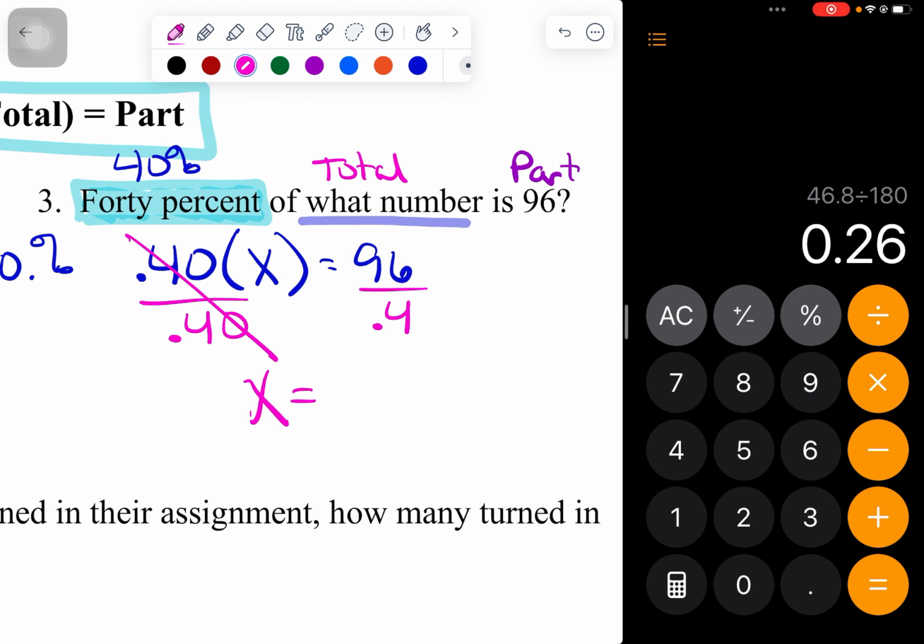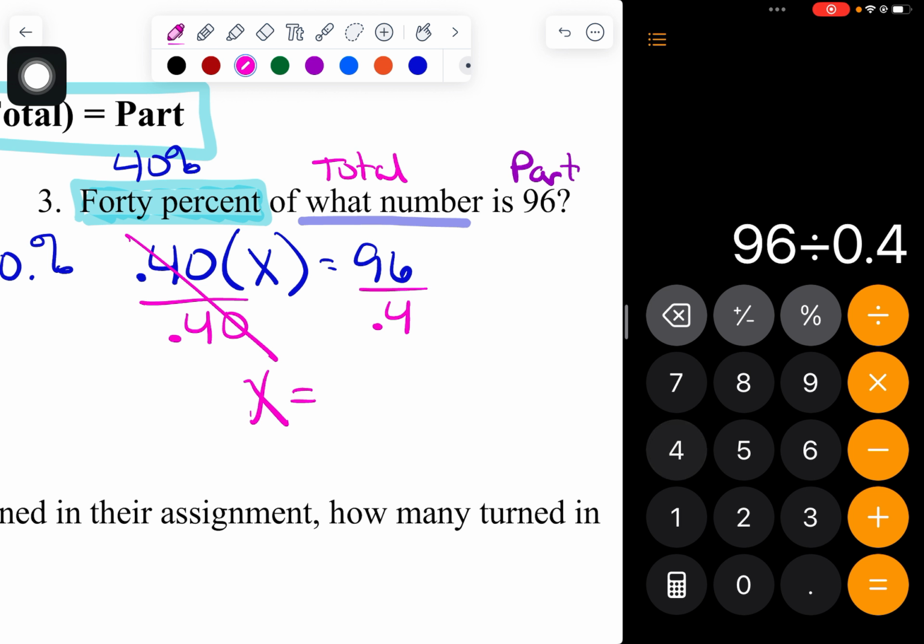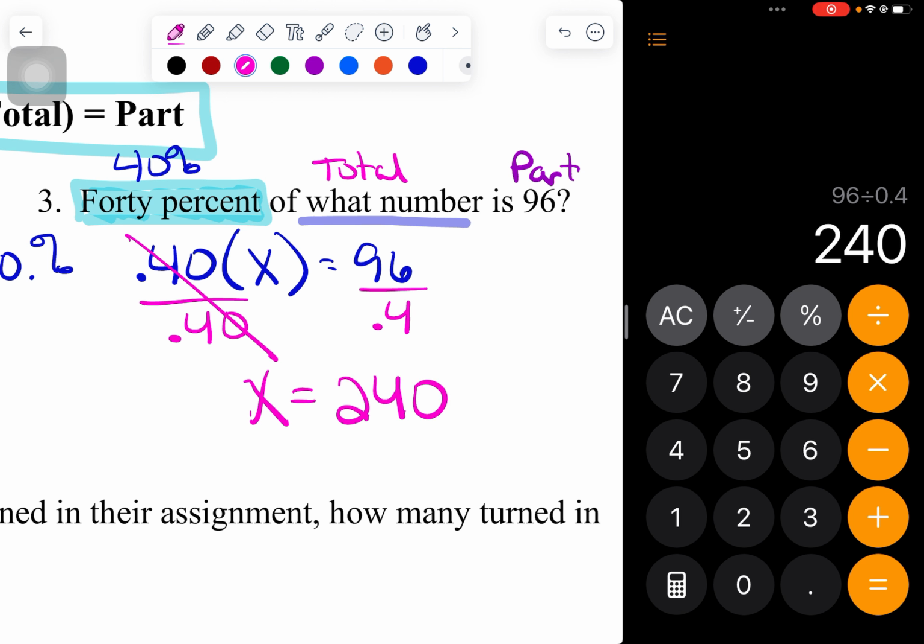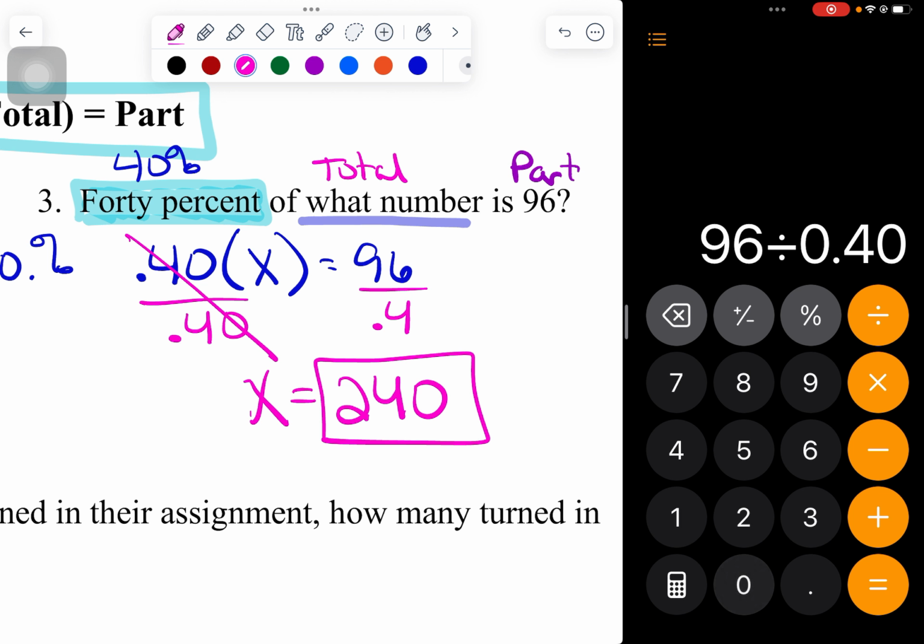All right, so x is equal to, let's see what happens when I put this in the calculator. So 96 divided by 0.4, yep, equals 240. Okay. And by the way, I don't know if I can actually show it in the calculator. Let me see. If I take 96 divided by 0.40, it's the same exact thing. Okay. So if you have that extra 0 at the end, that's fine. All right. Don't think that you need to have it though.